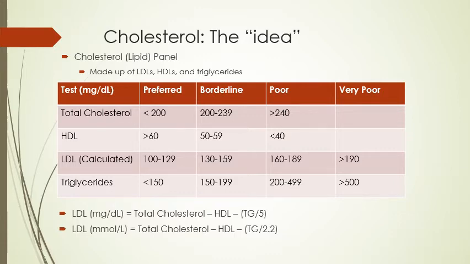So LDLs, whenever you look at a cholesterol panel, are generally calculated. You can see that the LDLs equal the total cholesterol minus the HDLs, and then we have this conversion factor of triglycerides divided by 5 if you're using milligrams per deciliter, or your triglycerides divided by 2.2 if you're using millimoles per liter. And we'll see this actual calculation on the next slide, but basically what we're saying is that the total cholesterol equals all these different types of lipoproteins. The high density ones, the low density ones, the very low density ones, and then the intermediate density, which we'll see on the next slide.